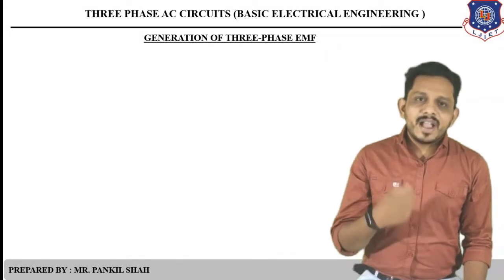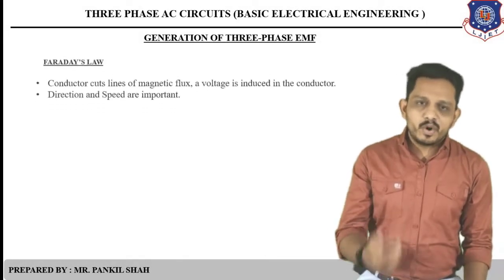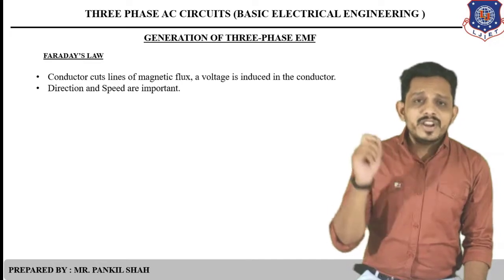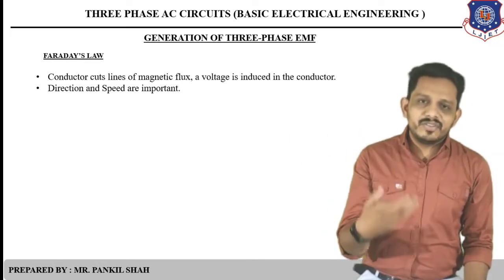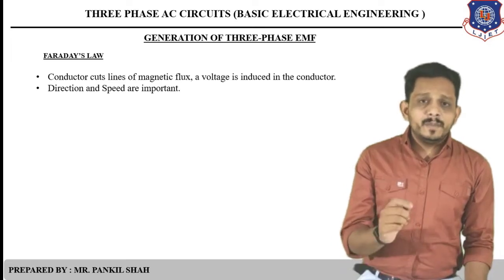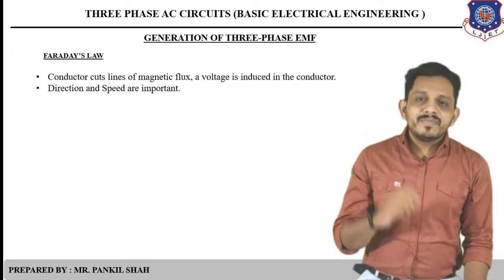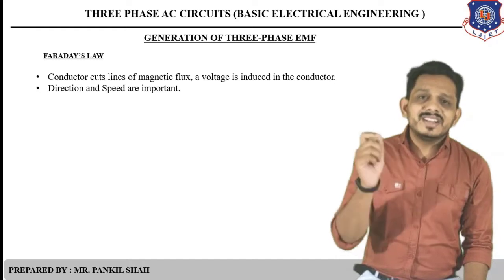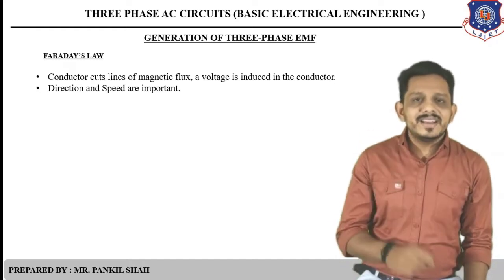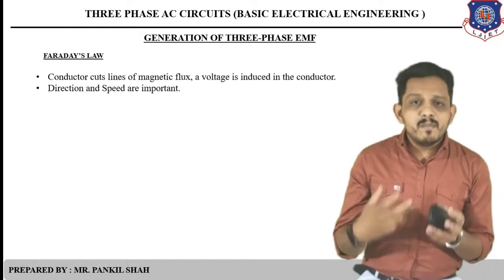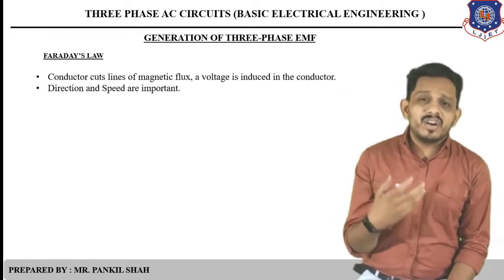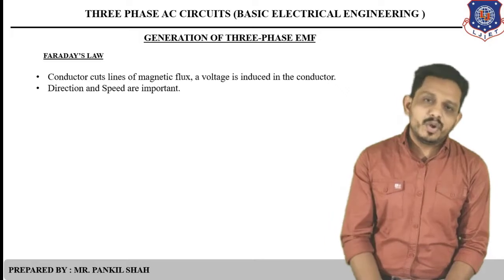Now let's see how this three-phase voltage is produced. So according to Faraday's law, that we have already discussed in the single-phase generation unit, when a conductor cuts the lines of flux, a voltage will be induced in that conductor. So the conductor must be rotated, or the magnetic field must be rotated.